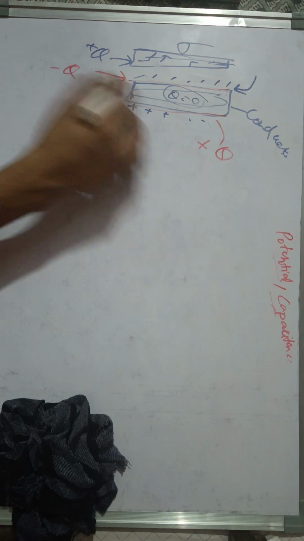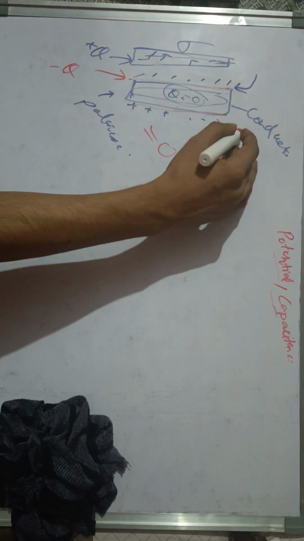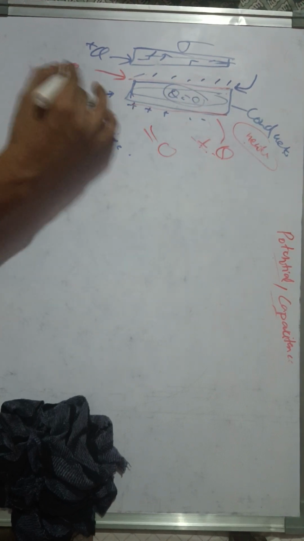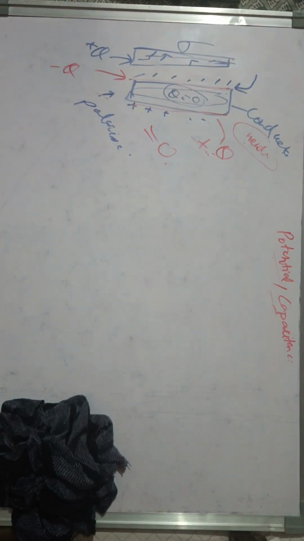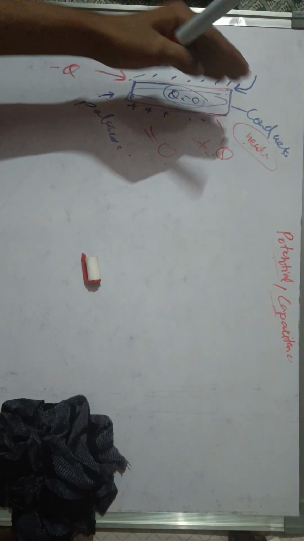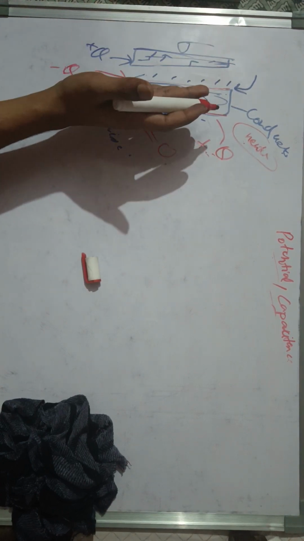So that the sum of these two charges is equal to 0, because the conductor was initially neutral. It was initially neutral, so the sum of these two charges will be equal to 0. That is the conservation of charge. And when a q charge faces a conductor, there is an equal and opposite charge developed.